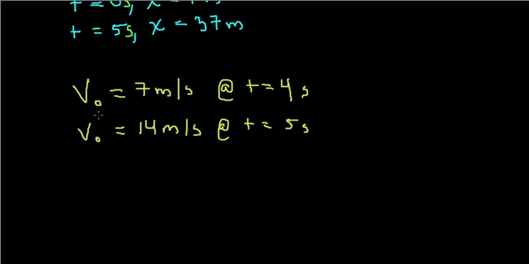And let's write that out. Oops, this is not supposed to be initial, this is supposed to be final. Let's write that out just to have familiarity, because it's much easier to see. So v final minus v initial: 14 meters per second minus 7 meters per second, all divided by final minus initial time, which is 1 second.